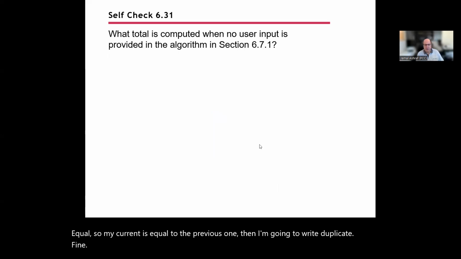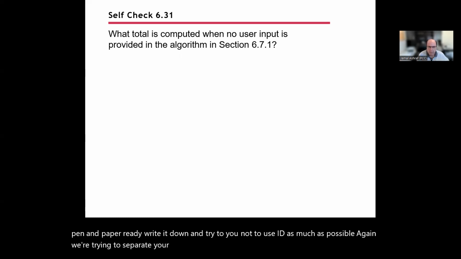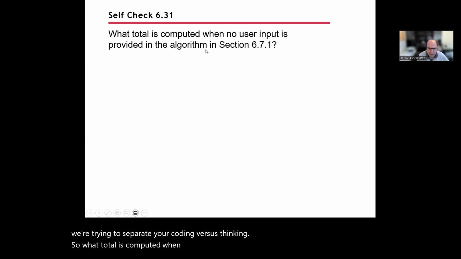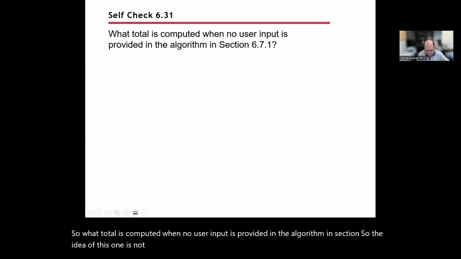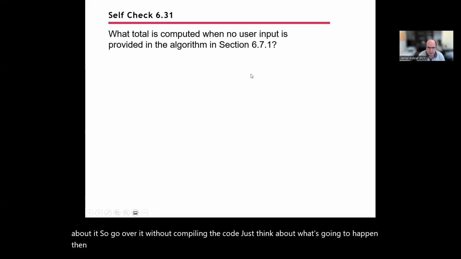All right, so this is going to end this section. We are going to be working on this. Again, have a pen and paper ready, write it down. Try not to use the IDE as much as possible. Again, we're trying to separate your coding versus thinking. So, what total is computed when no user input is provided in the algorithm in the section? The idea of this one is not to put the code in your IDE and let the IDE think. We want you to think about it. So go over it without compiling the code. Just think about what's going to happen. Then you can, of course, test your answer.